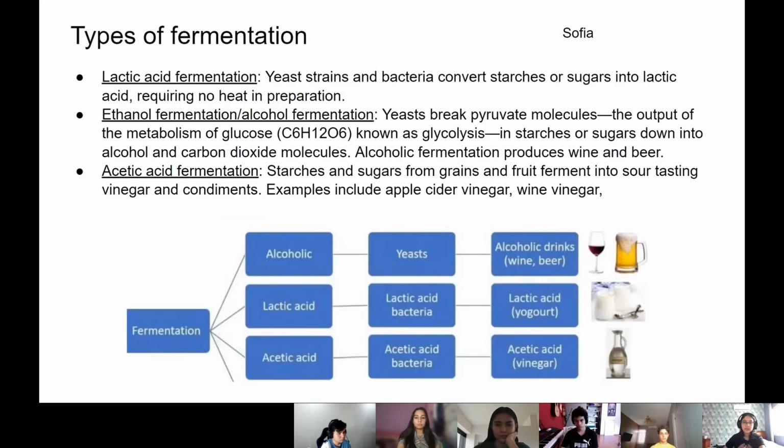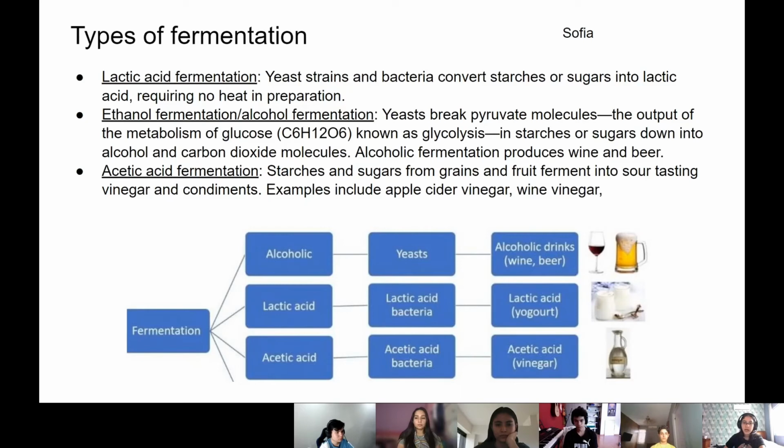Types of fermentation. Lactic acid fermentation. Yeast strains and bacteria convert starches or sugars into lactic acid, requiring no heat in preparation. Ethanol or alcohol fermentation. Yeasts break down pyruvate molecules, the output of the metabolism of glucose known as glycolysis, in starches or sugars down into alcohol and carbon dioxide molecules.